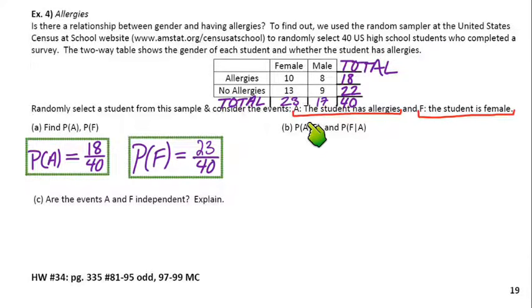Okay, so those are pretty basic, those are pretty straightforward. But how about these? So part B says the probability that they have allergies given that they are a female. Probability of allergies given that you are female. So now we need to focus strictly on the column that is females. So this column here. So given our condition, female, that's where we're looking, what's the probability that you had allergies? So there's 23 total females, 10 of them had allergies, so that would be 10 out of 23.